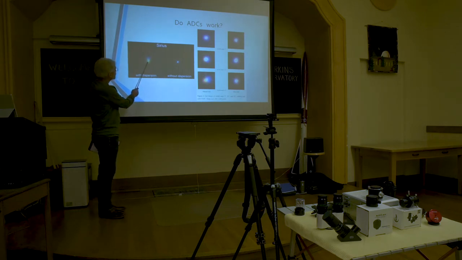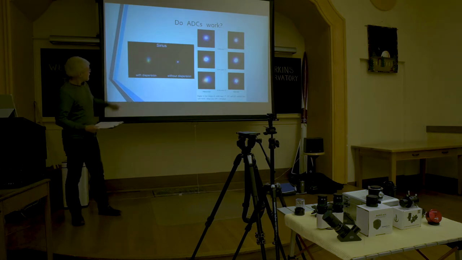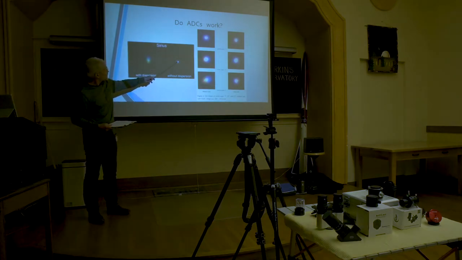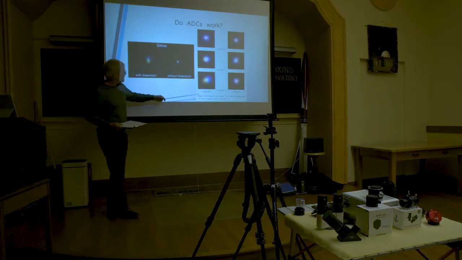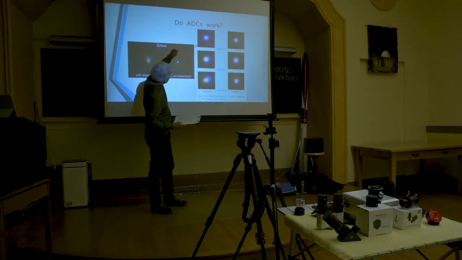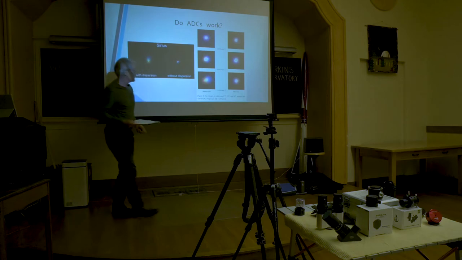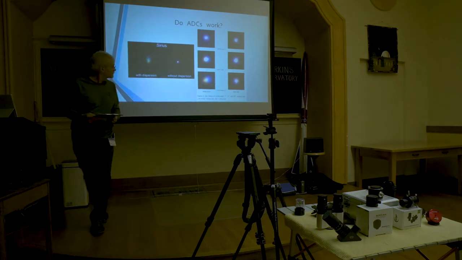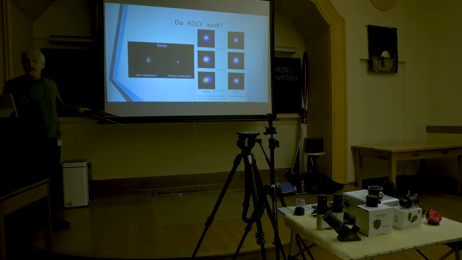But here's a picture of Sirius, blue, green, and red. I don't know how well you can see it from back there, but it's got the rainbow here. And if you take away the atmospheric dispersion, you get that star with the Airy disk. Same thing here with the zenith angle: 7 degrees off the zenith, it looks pretty good. At 33 degrees off the zenith, you can start seeing it separate colors. Here's 52 degrees off the zenith, and that's with a fluid ADC. So yeah, it does seem to do its work.